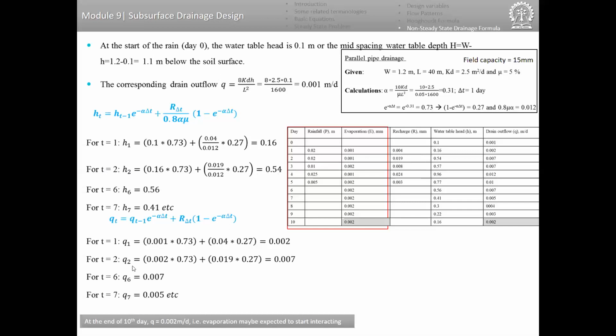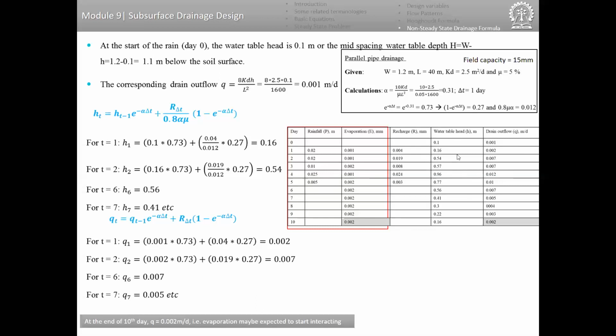Similarly, we can calculate the value of Q2 by substituting the values. Qt minus 1 we calculated for the previous day, 0.002, multiplied by e to the power minus alpha delta t, 0.73, plus R, the mean R between the past day and present day, that is 0.019, multiplied by 1 minus e to the power minus alpha delta t, that is 0.27. Putting all these values here, Q2 is equal to 0.07.